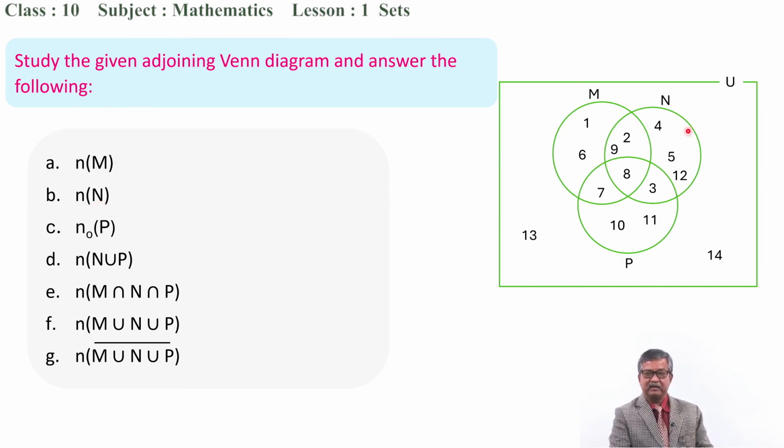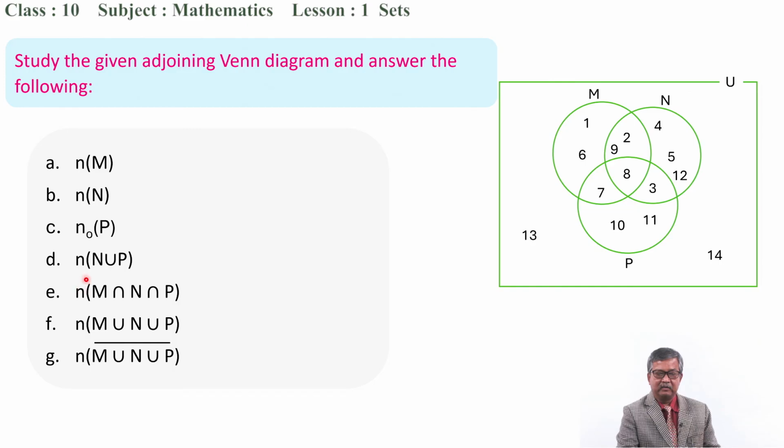Similarly, in set N, how many elements are there? Look here: 1, 2, 3, 4, 5, 6, 7. So we can say that the cardinal number of N is equal to 7. N not P, what is the meaning of this? N not P means only in set P. So only in set P, how many elements? Look at set P. The elements 3 and 8 are contained in N also, and 8 is contained in M also. But only here, which elements? 10 and 11. So how many elements? 2. So n(N not P) means 2.